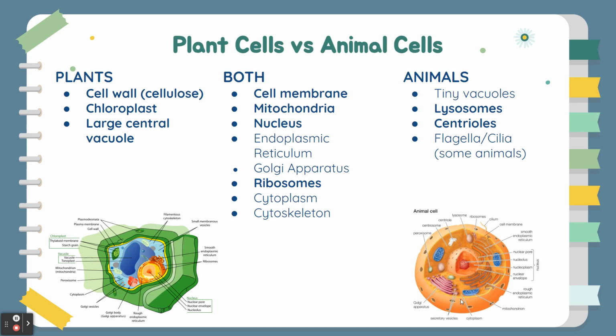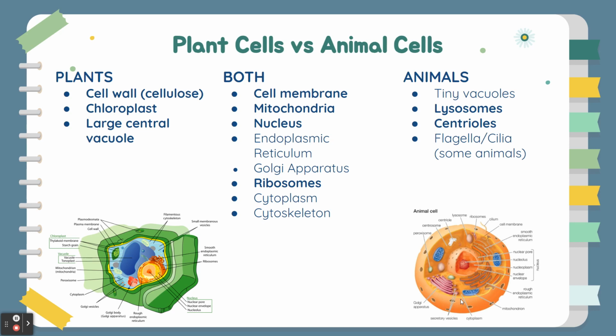Plants have a large central vacuole. The central vacuole is a membrane-bound organelle that stores water, maintaining cell rigidity and aiding in cell expansion. It also serves as a reservoir for nutrients and pigment. All right, skipping over to animals. Animals, on the other hand, do not have chloroplasts, cell walls, or large central vacuoles. They might contain smaller temporary vacuoles that are involved in storing waste products, though.